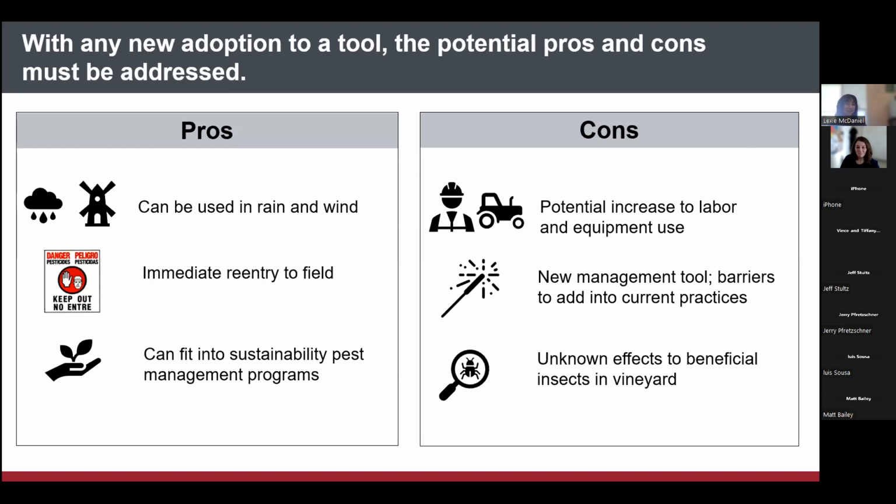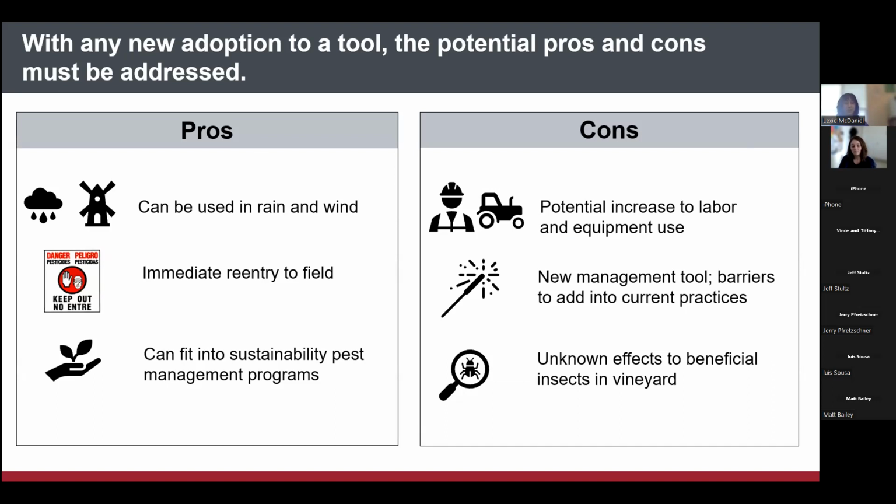Though we are pleased with these results, there are some potential pros and cons that must be addressed. UVC light does have some benefits. It's less environmentally dependent compared to a typical spray program. It can be used in winter rain, which is really neat. There's immediate re-entry after treatment. And this technology provides a residue-free option. It uses no water and it can be used when fungicide resistance is present in a population. Thus, it does fit into a sustainable pest management program.